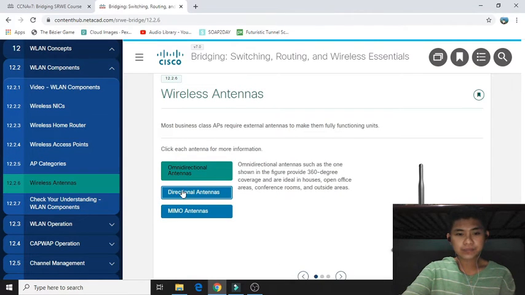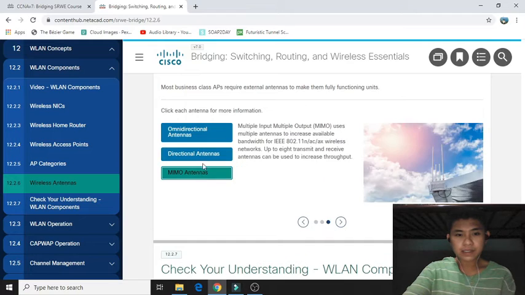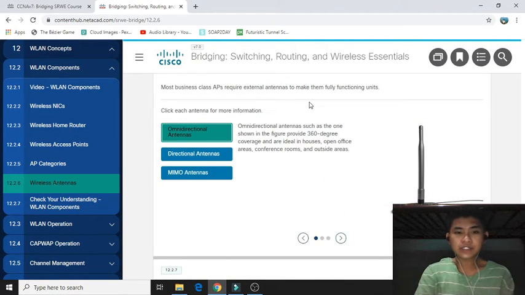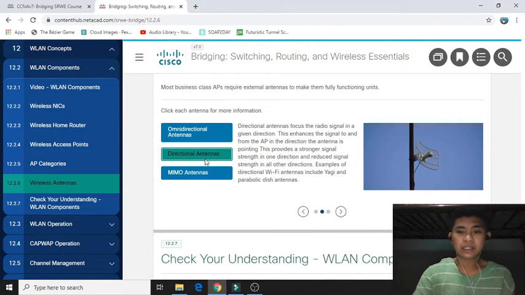Wireless antennas. Here are some wireless antennas. First, we have the omnidirectional antennas. These antennas, such as the one shown in this figure, provide 360-degree coverage and are ideal in houses, open office areas, conference rooms, and outdoor areas. Next are the directional antennas, which focus the radio signal in a given direction. This enhances the signal to and from the AP in the direction the antenna is pointing.